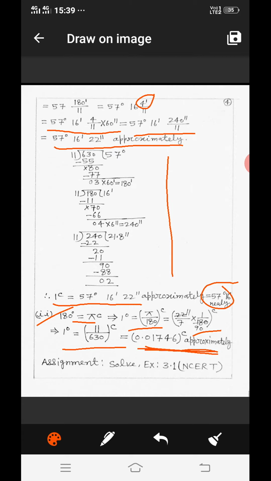0.01746 radian approximately. Dear students, an assignment is given: solve exercise 3.1 from NCERT.